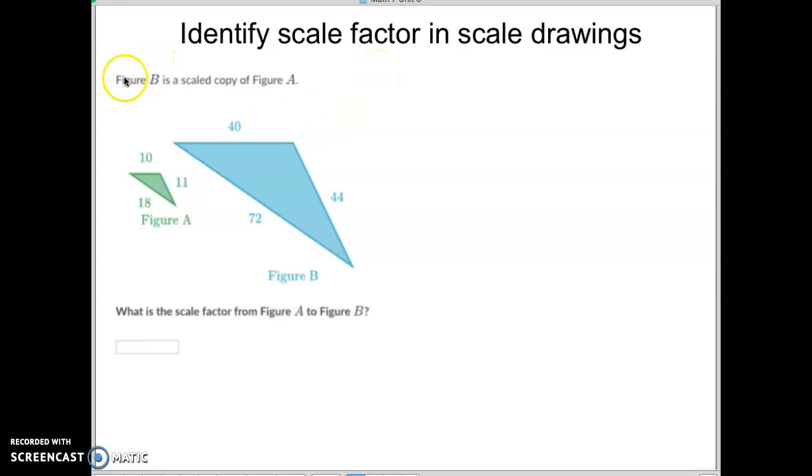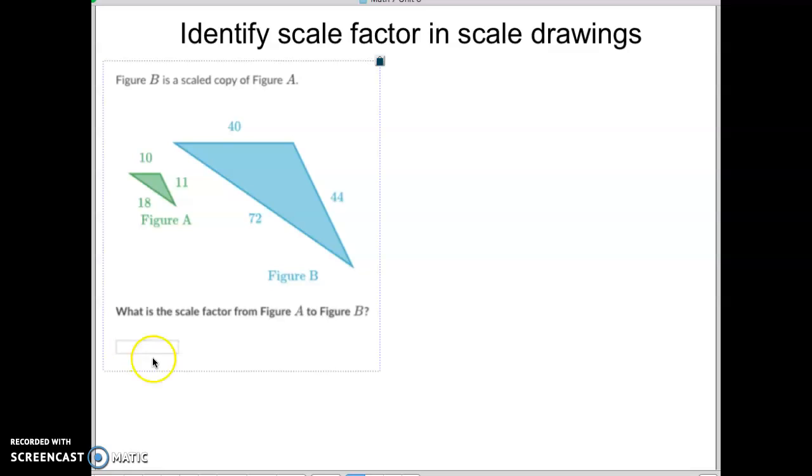All right, figure B is a scale copy of figure A, meaning this is proportional to this shape. We need to figure out how this one is proportional to this one. You'll notice going from 10 to 40, going from 11 to 44, going from 18 to 72. What did they do in each of those cases?